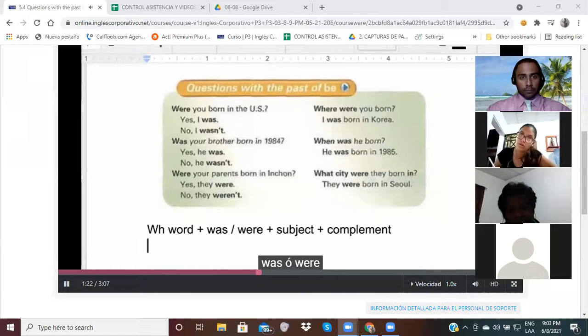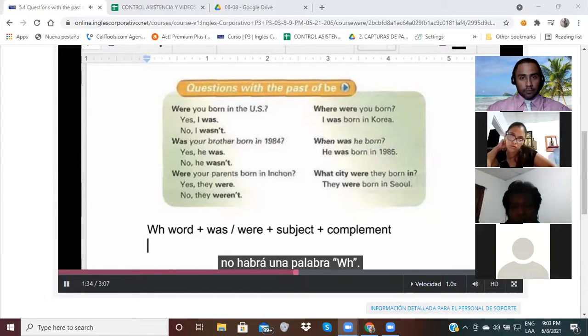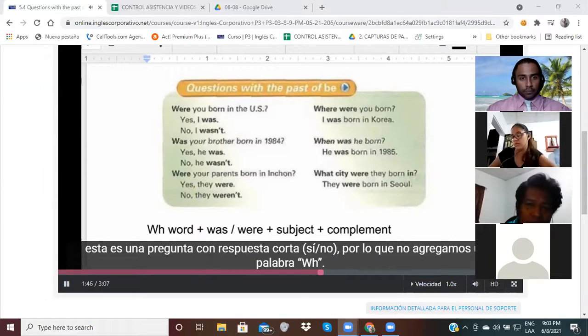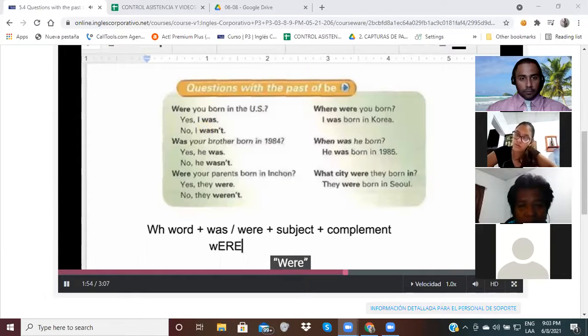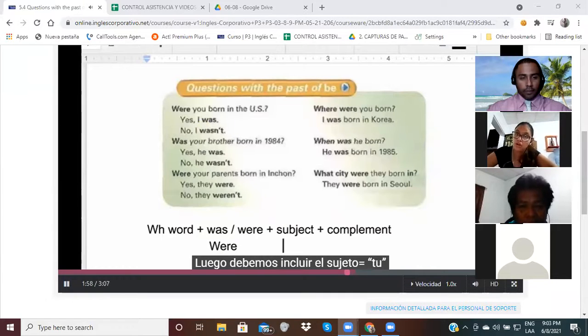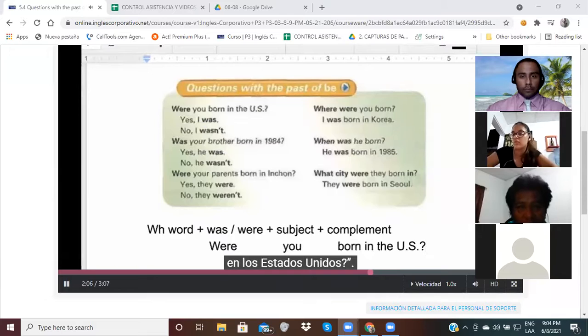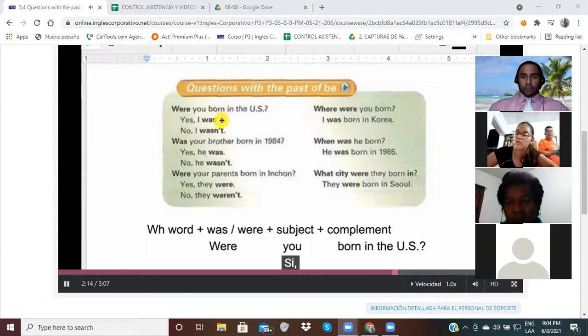WH word plus was or where plus subject plus complement. Let me point out that whenever we make yes or no questions, there won't be a WH word. Let's analyze a couple of examples. Were you born in the US? In this case, this is a yes or no question, so we don't add a WH word. The first thing we do is add the verb to be in the past, where. Next, we need to include the subject, you. Finally, we need to add the complement and a question mark at the end. Born in the US. To answer this type of question, we can answer positively by saying, yes, I was. Or negatively by saying, no, I wasn't.